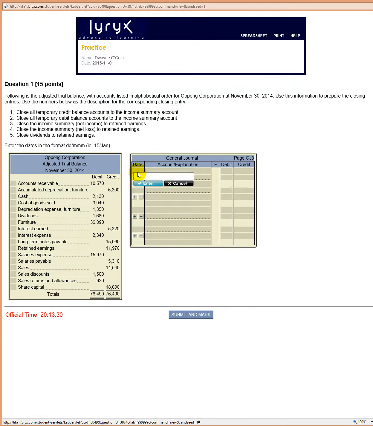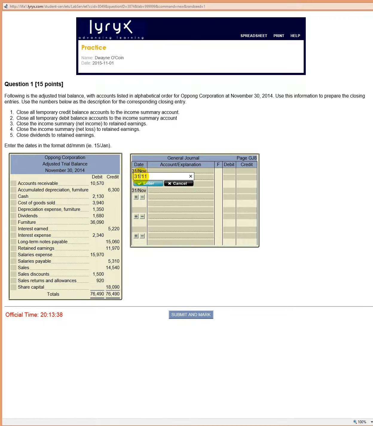So let's start with the date, which is the 30th of the 11th month, and that of course is not the 31st of the 11th month, because there is no 31st of the 11th month. Let's try that again. So the 30th of November, all the way down.